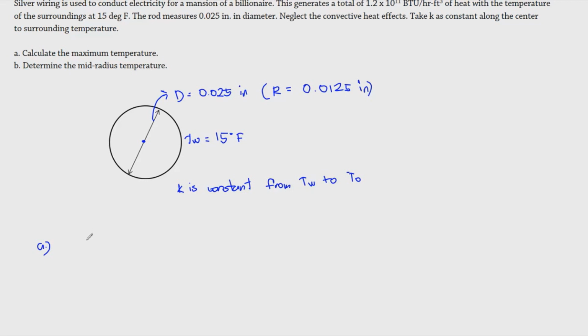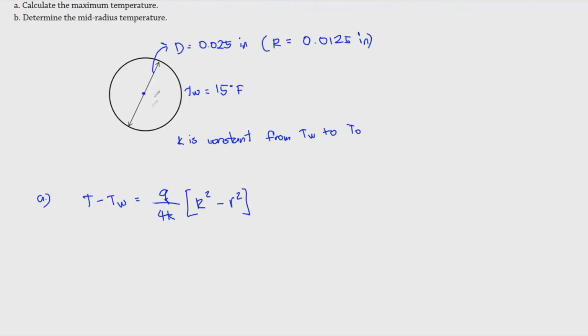So with that, let's write the formula again. We have T minus TW equal to Q, the heat per unit volume, over 4K for our solid cylinder, multiplied by capital R squared, which is the outer radius, minus r squared. And r here is not the inner radius, because we don't actually have an inner radius, but r is the distance from the center. So if we just need to find the maximum temperature, r would be 0 since that is at the center, and T would be equal to TO.